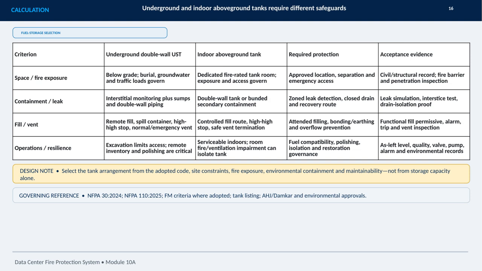In both arrangements, the design must address attended filling, bonding and grounding, overflow prevention, fuel compatibility, polishing, isolation, restoration, and documented testing. Acceptance evidence should include civil and fire barrier records, leak and drain isolation tests, functional alarms and trips, and as-left equipment and environmental records. The governing references include NFPA 30, NFPA 110, applicable FM criteria, tank listing requirements, and AHJ, fire authority, and environmental approvals.